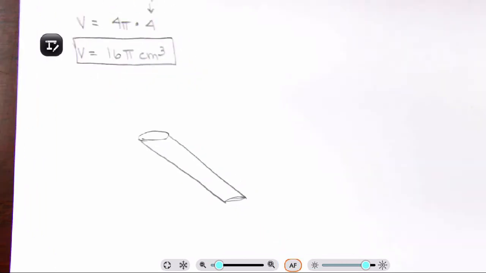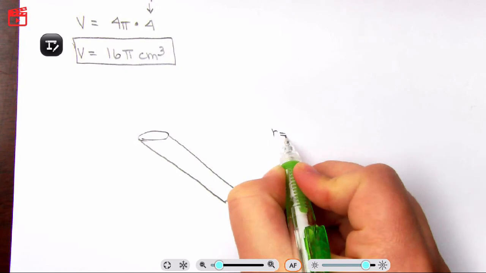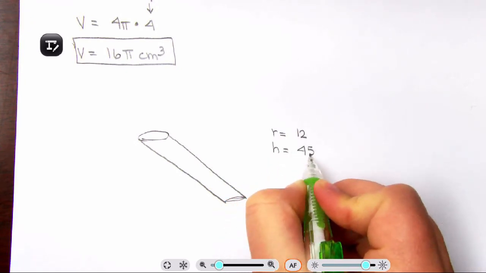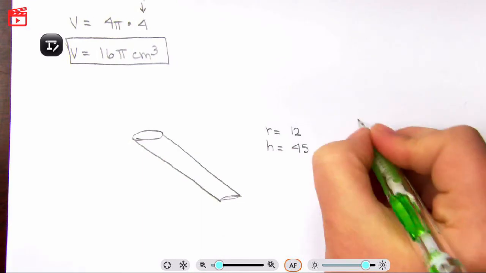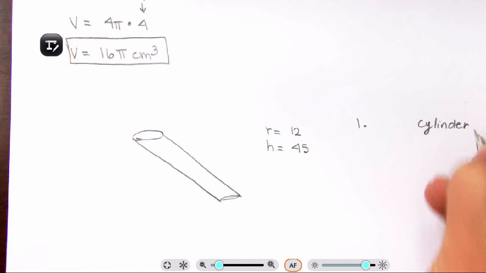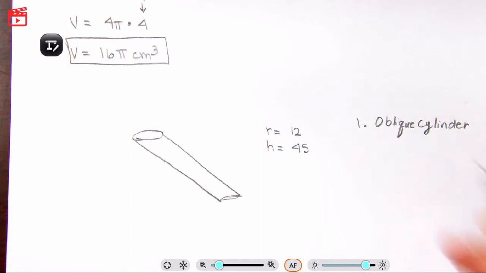Here's another cylinder for you. This right here, they tell you that the radius is 12, and they tell you that the height is 45. Now, to name this prism, this still is a cylinder, but it is a very specific cylinder. It's called an oblique cylinder. And oblique just means that it is not a right cylinder, so it's not upright.